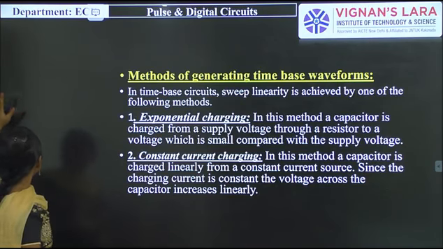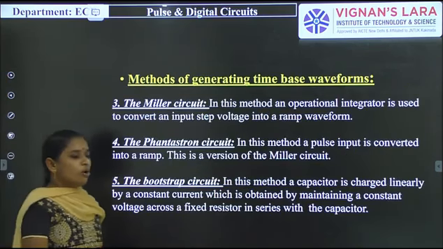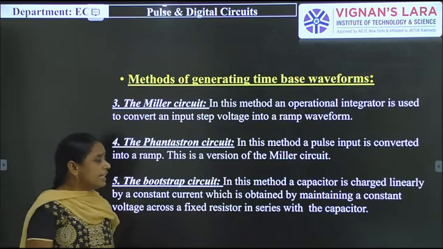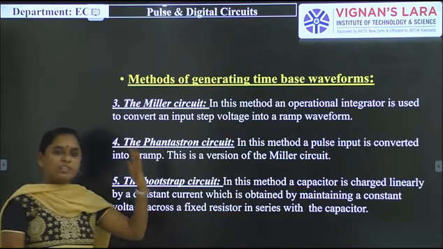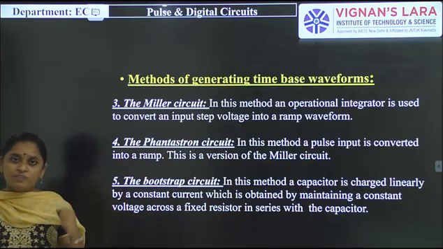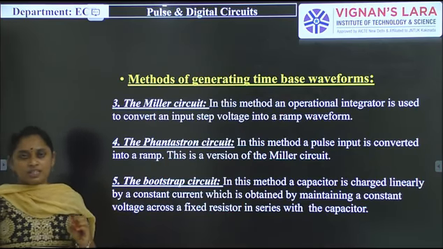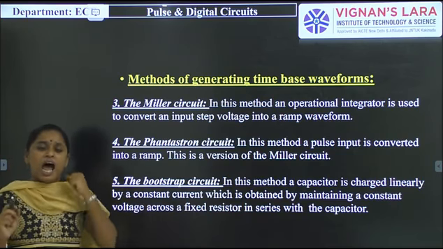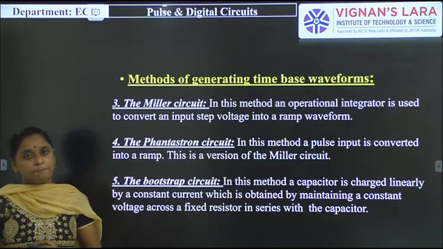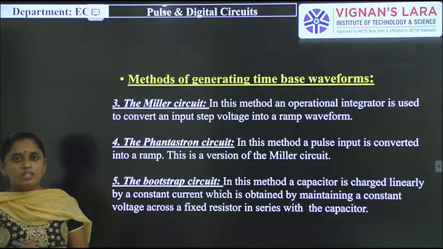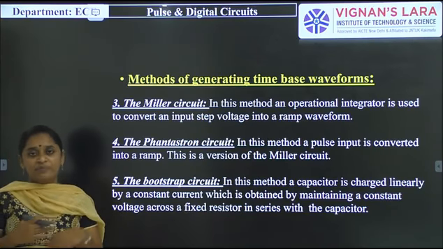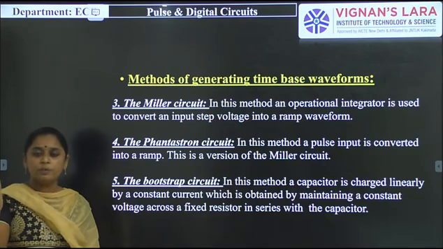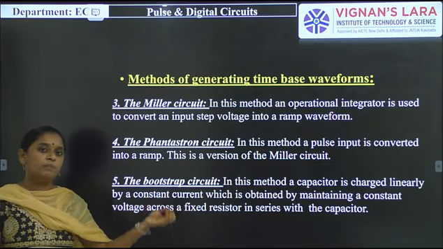And the next one is the Miller circuit. The Miller circuit is nothing but an operational integrator. The input of the Miller circuit is a step signal, and the output is a ramp signal. Internally we use an integrator circuit which converts a step signal to a ramp signal, so another name for the Miller circuit is step to ramp converter. And the next one is the Phantastron circuit. The Phantastron circuit is an advanced version of the Miller circuit. In the Miller circuit we give a step signal as input, but in the Phantastron circuit the input is a pulse signal.